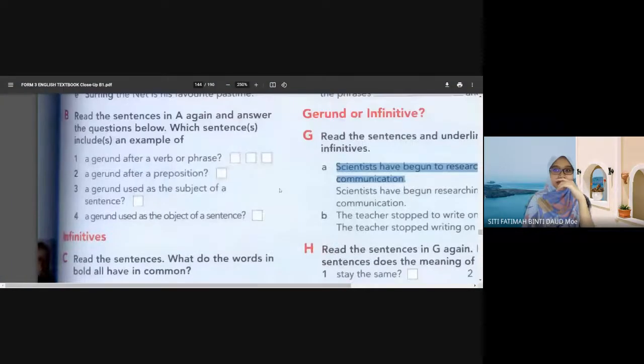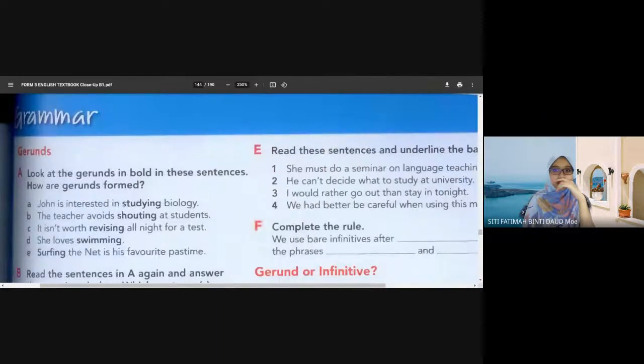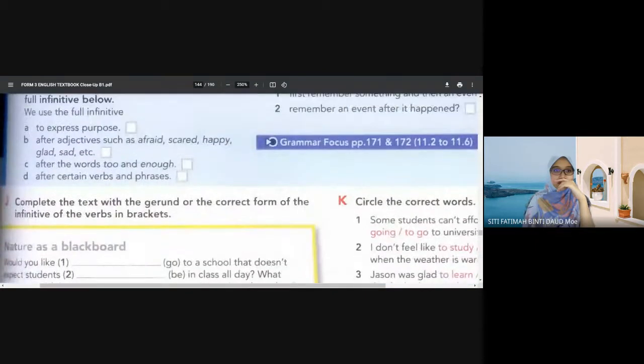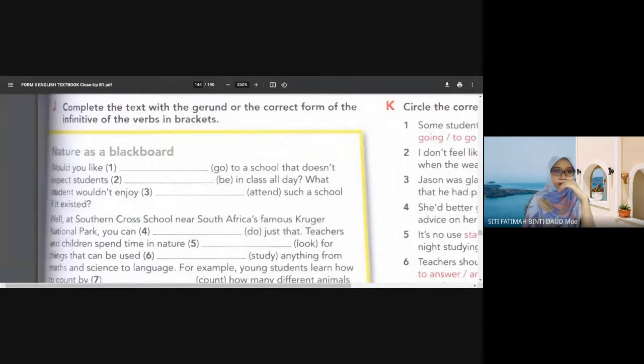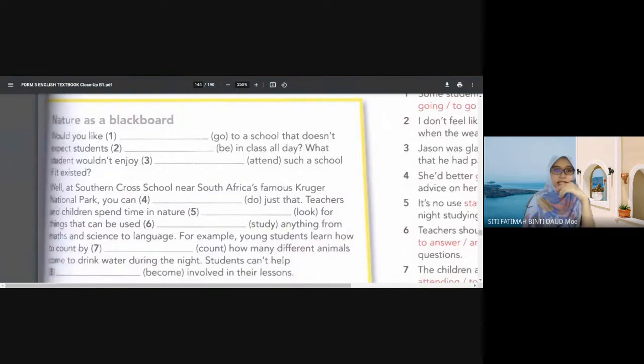Remember the rules here. If we have the word would, we have to use infinitive here. So would you like to go? It should be to go. Would you like to go to a school that doesn't expect students being or to be in class all day? Which one?